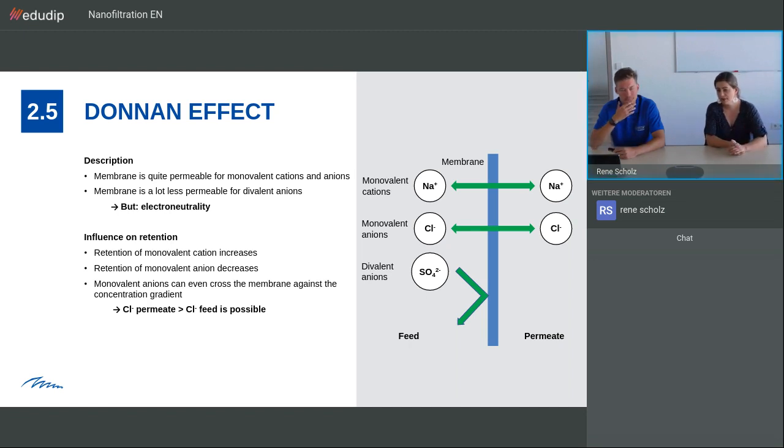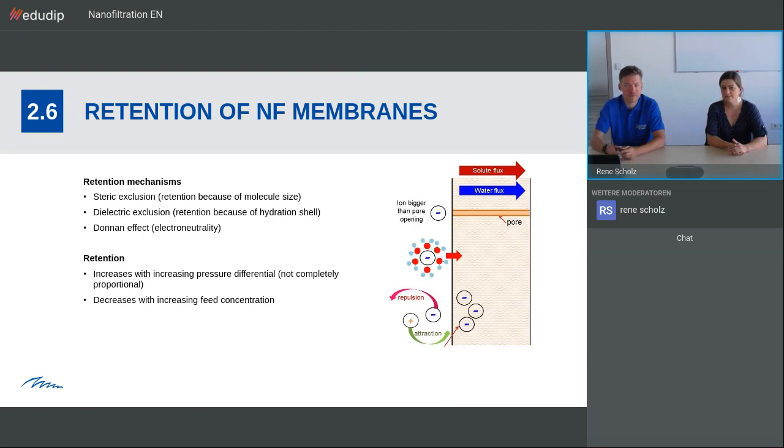Okay, now we look at the big picture, all the retention mechanisms. So we have one, steric exclusion, which is what we talked about for organic molecules. Molecules are simply retained because of their size. So larger organic molecules cannot pass the membranes, they cannot pass, the pores are very small.